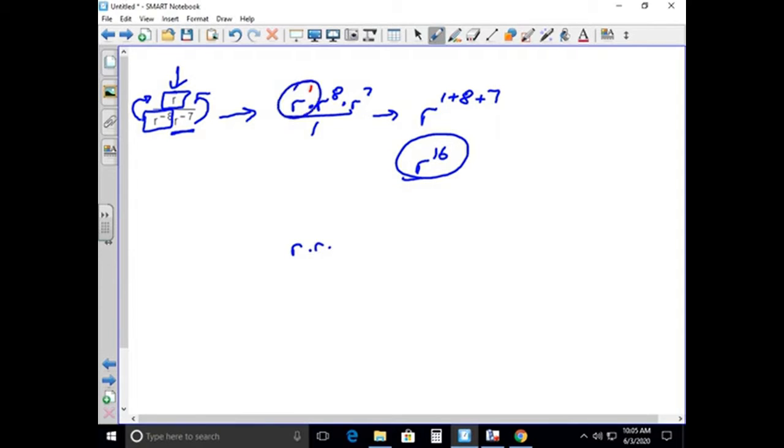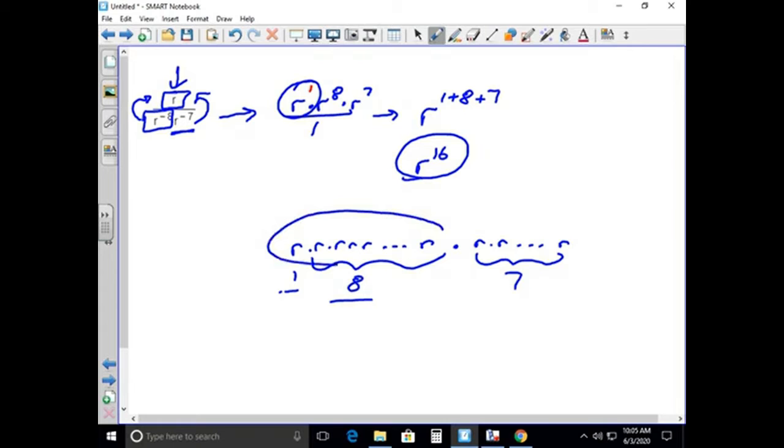16 different r's are multiplied together. 1 here, then 8 more, and I'm not going to write all of those. So 1, 8 more, and then 7 more. So if we have 1 and then 8 more, that would be 9 that are multiplied together. And then if we have 7 more, 9 and 7 more, that's 16 r's that are multiplied together, which is what r to the 16th means.